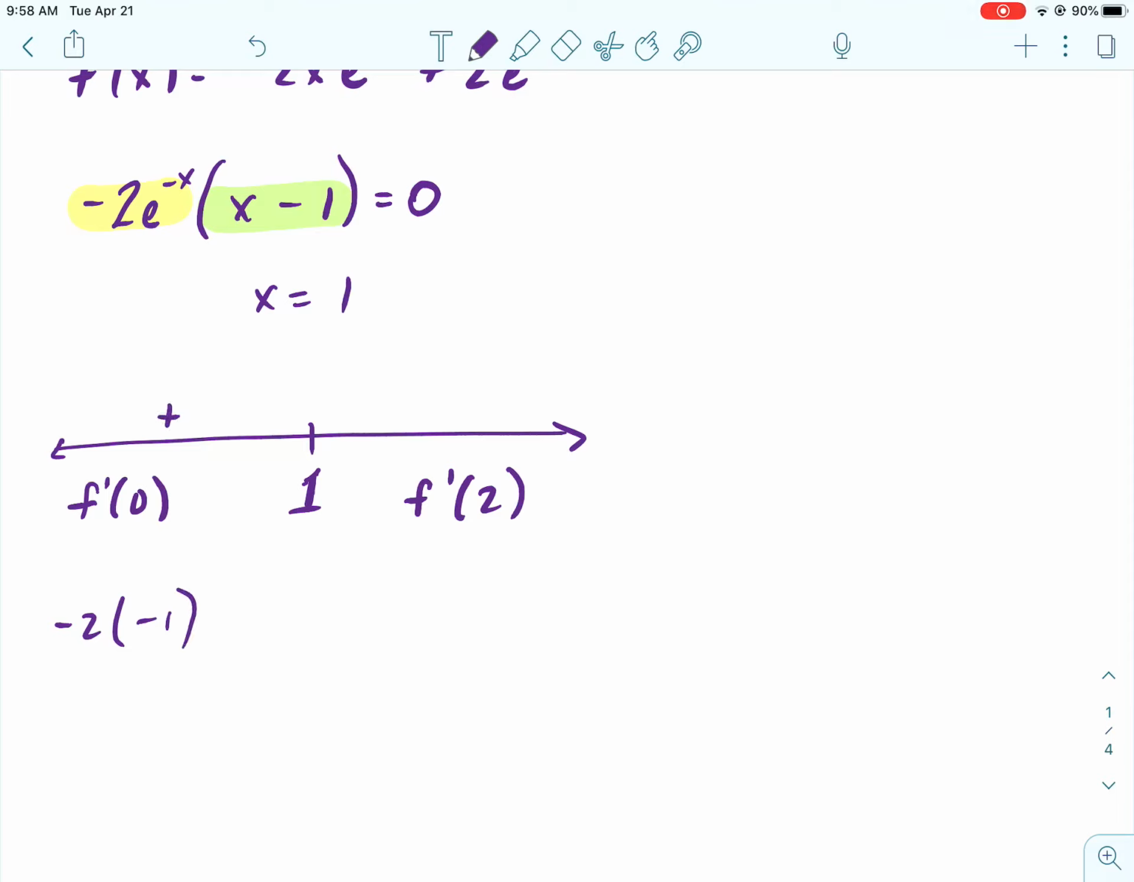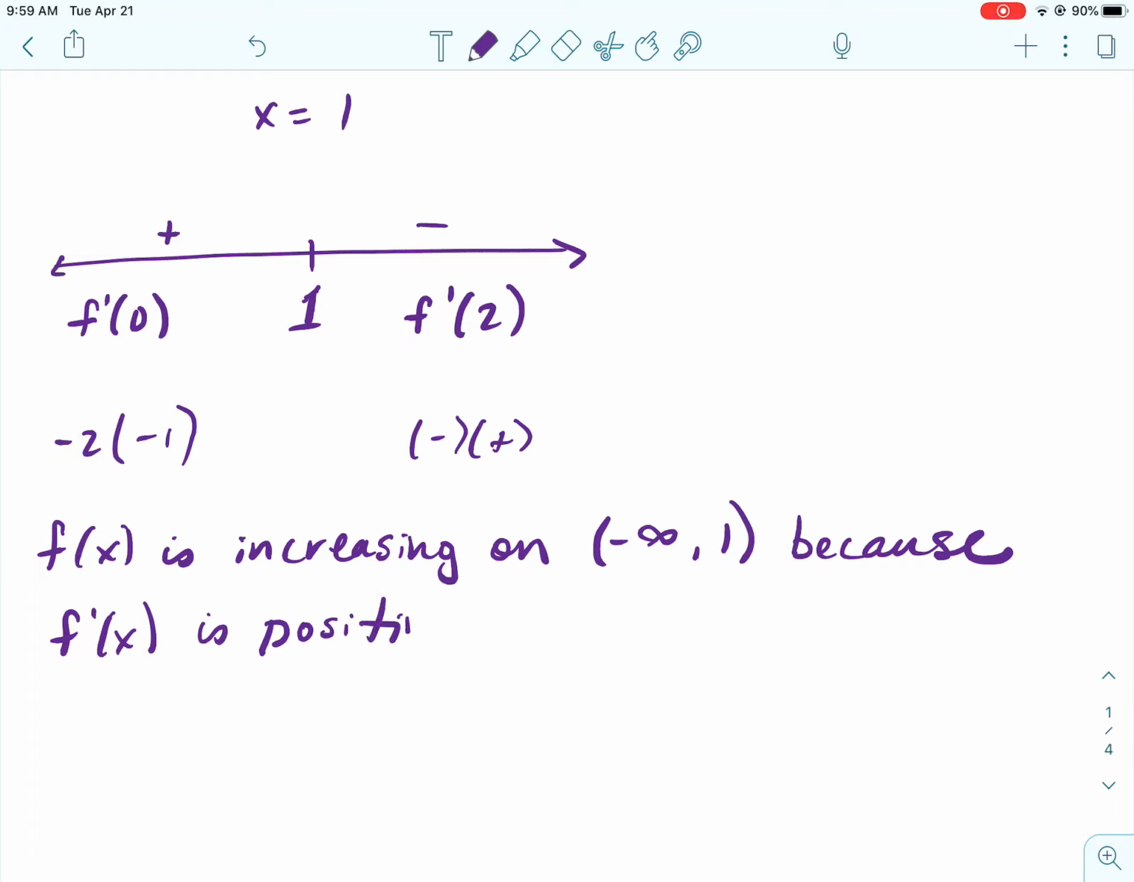Now, a sign chart is good to show your work, but the AP readers will not accept sign charts as justification. So you need to explain why you say what you say using the sign chart. So your answer should be f of x is increasing on the interval from -∞ to 1 because f prime of x is positive there.